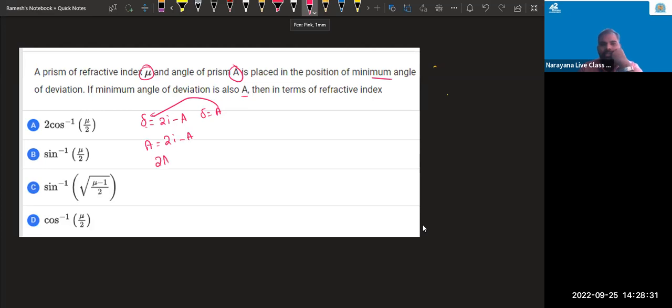2A equal to 2i, no? Means A is equal to i. If the minimum angle of deviation is also A, then in terms of refractive index, how much? You can substitute that formula: mu is equal to sine of (A plus delta m) by 2 by sine A by 2. Delta m we can substitute as A, sir. A plus A is 2A by 2, that is A, and sine A by 2.